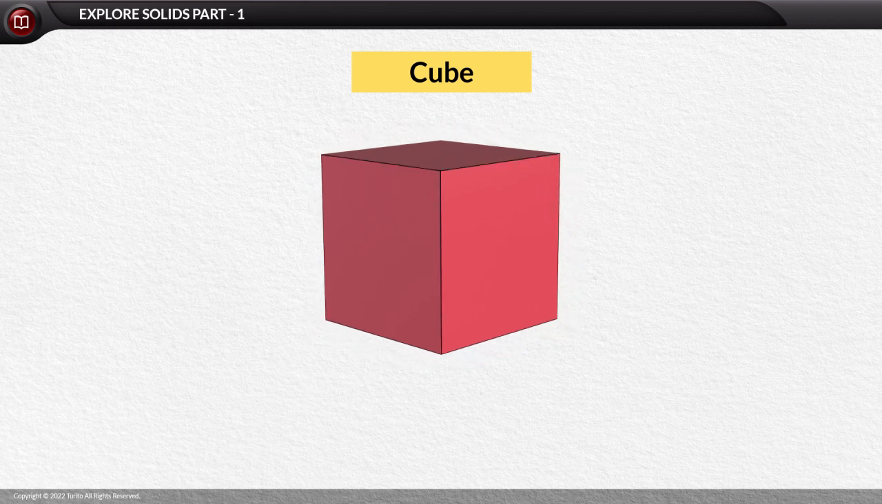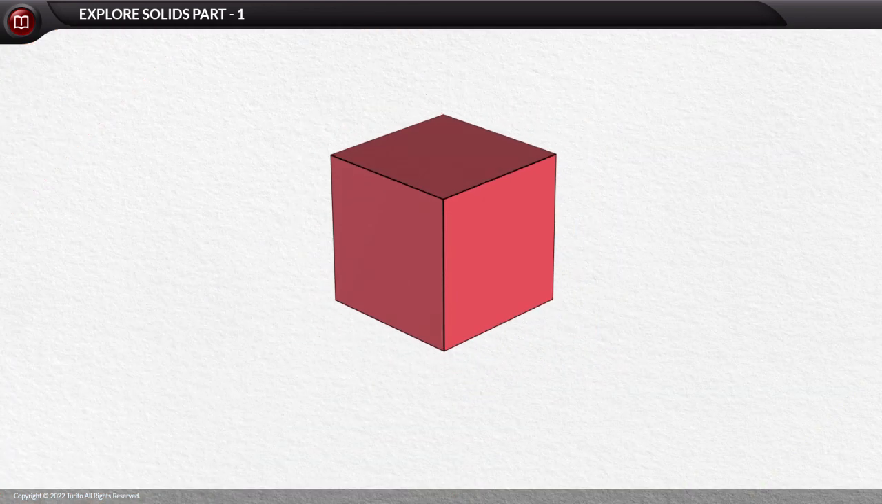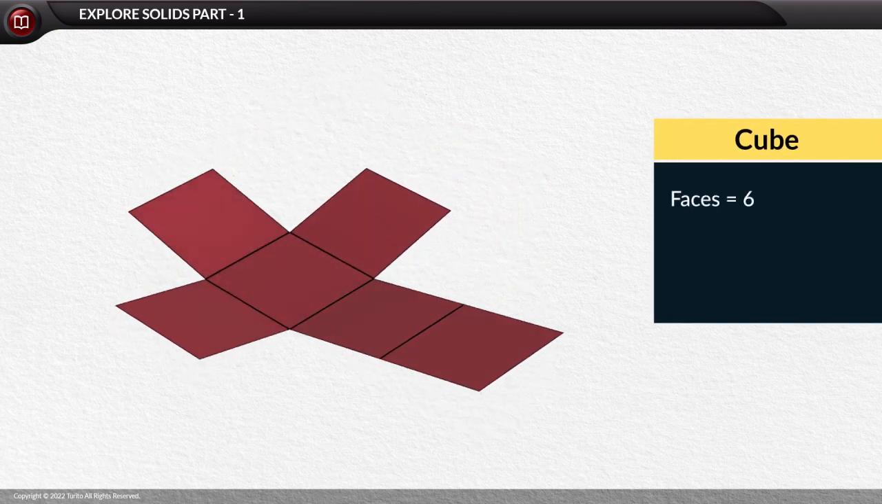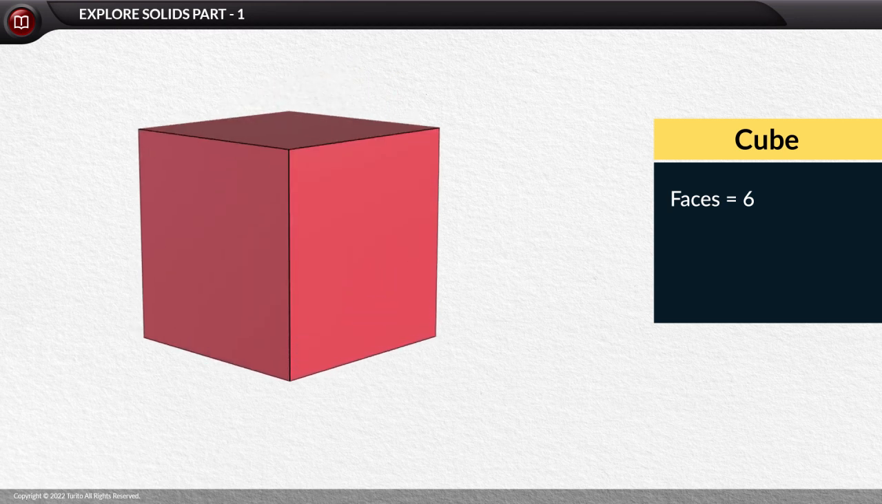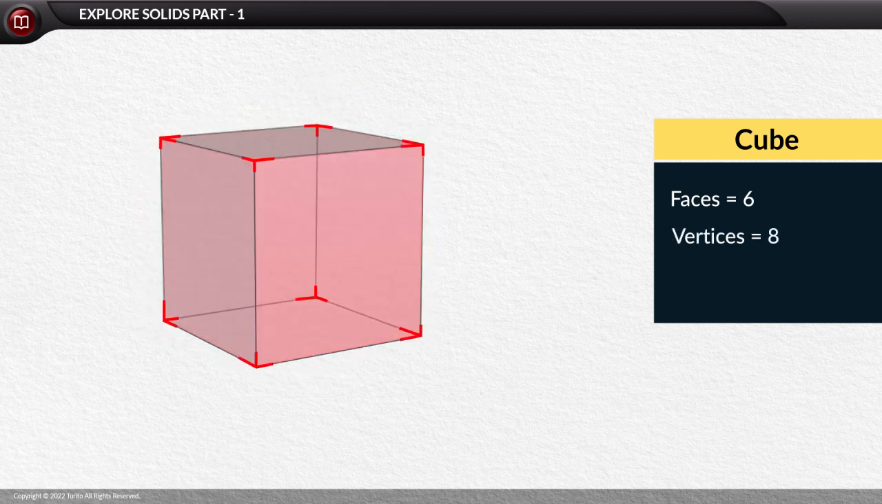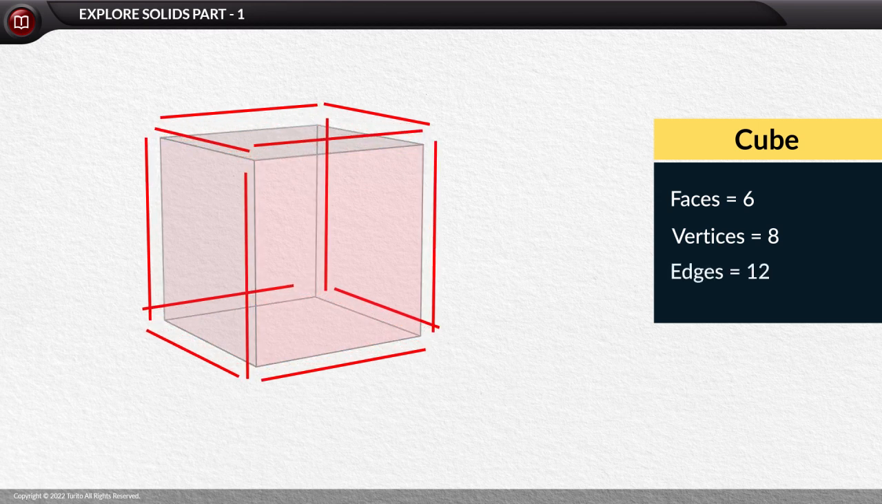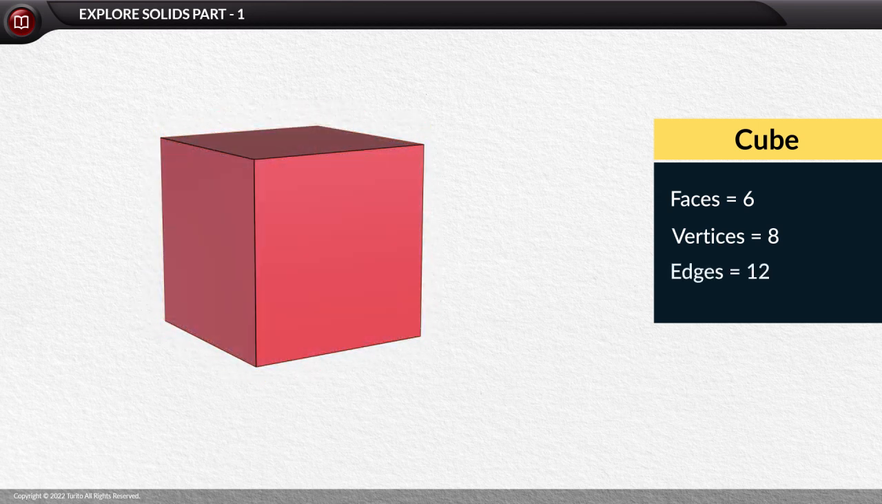Now, let me ask you a question. How many faces, vertices, and edges does a cube have? Yes, a cube has 6 flat surfaces. Let's check for the vertices. So, a cube has 8 corners, called vertices. Also, the line segments formed by joining two vertices, not diagonally, as shown here, are called edges. A cube has 12 edges. So, a cube has 6 faces, 8 vertices, and 12 edges.